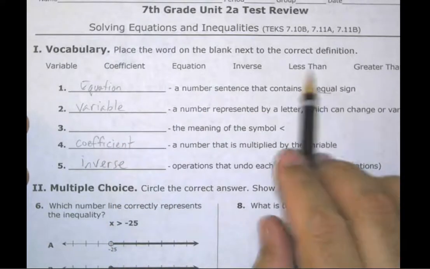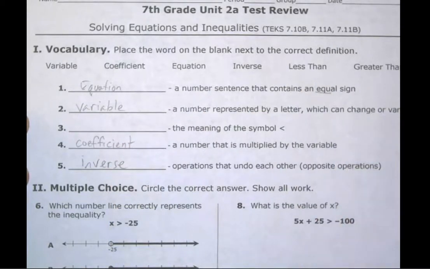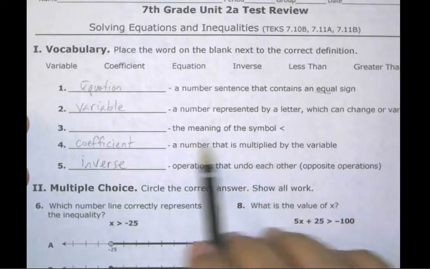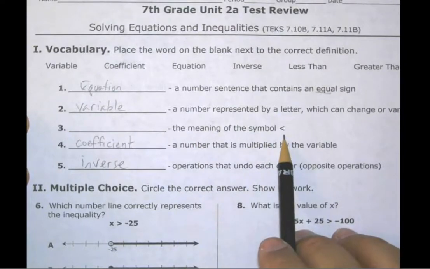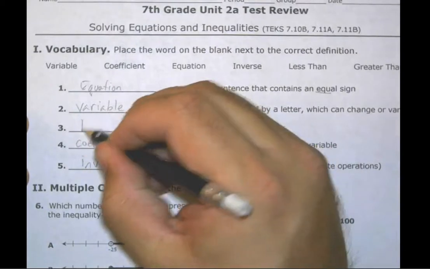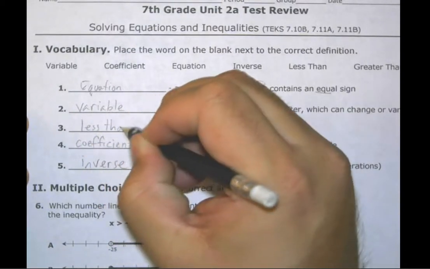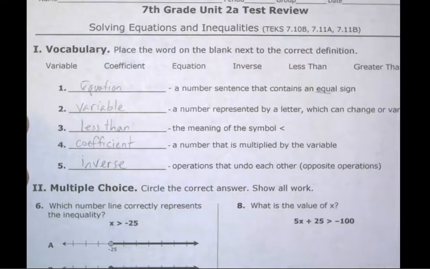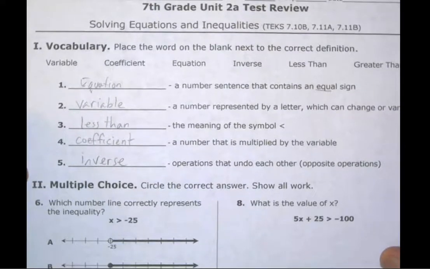And then we have less than or greater than. We know what both of those are. And the meaning of the symbol, and we have this here, well, that's the less than symbol. So we have less than. I will warn you to pay attention to whatever vocabulary is on the test. So if it is different, you'll be able to still get the right answer. So read each question carefully.